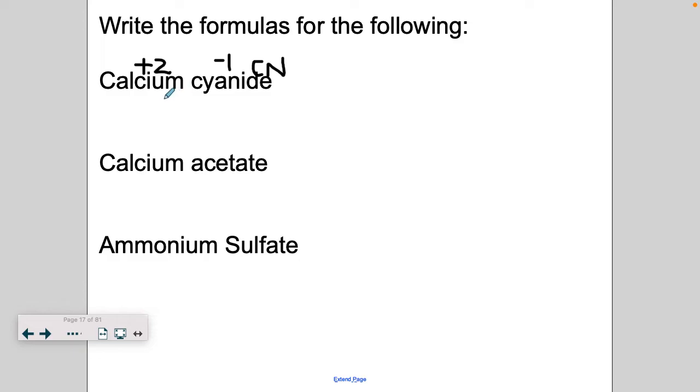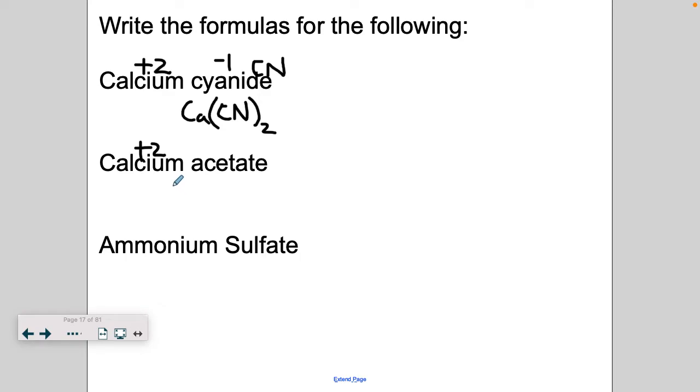Okay. So when I write the formula, I have my calcium with a +2. Cyanide's -1, so how many cyanides am I going to need? Two. So I write those in parentheses. Yeah, you have to put it in parentheses. So I need two cyanides, so I'm going to put it in parentheses with the little 2. Equals 0. It's carbon and nitrogen, with a triple bond, if I'm not mistaken. It's pretty simple.